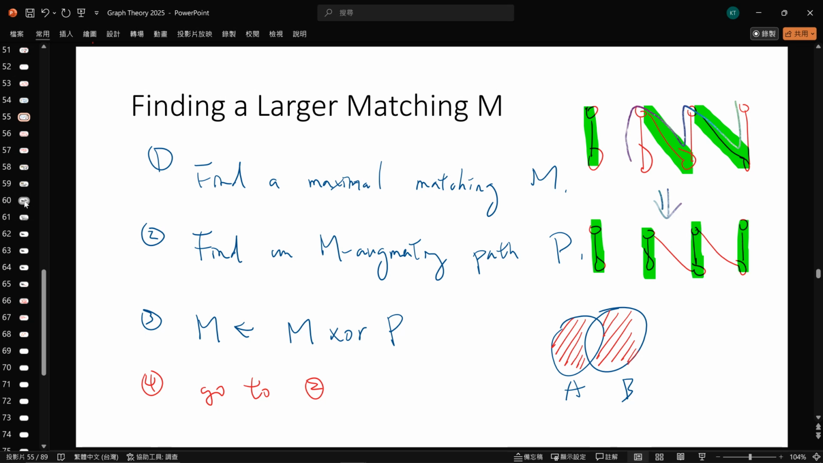After you find this alternating path where both endpoints are not saturated, we call it an augmenting path, because we can use it to find a larger matching. We can take the exclusive OR between the edge set of this path and the edge set of the matching, and then we get a larger matching. All right, so the basic idea is just to find an augmenting path.